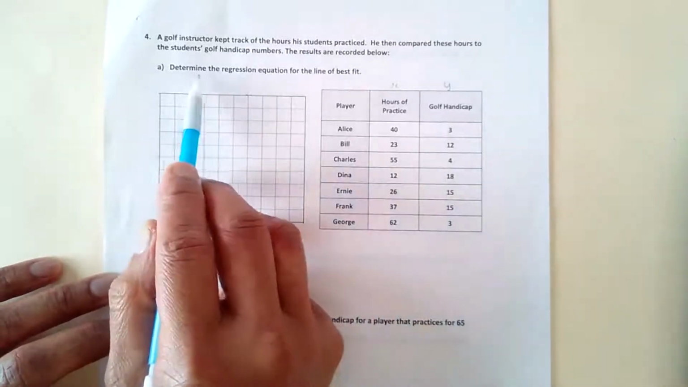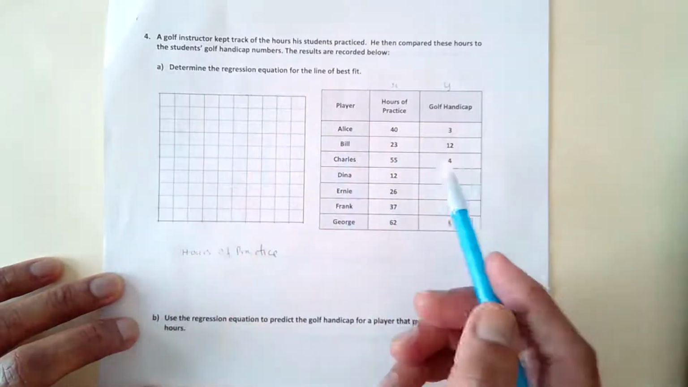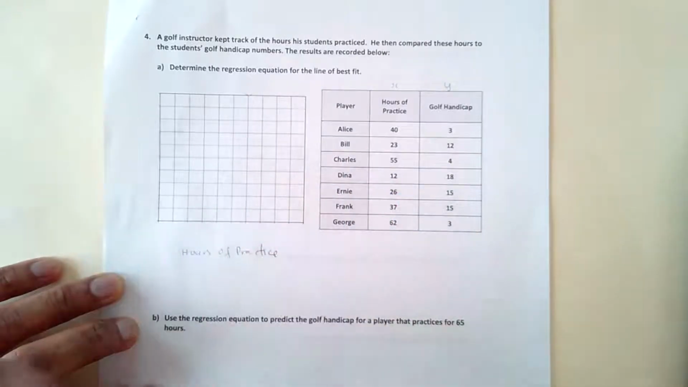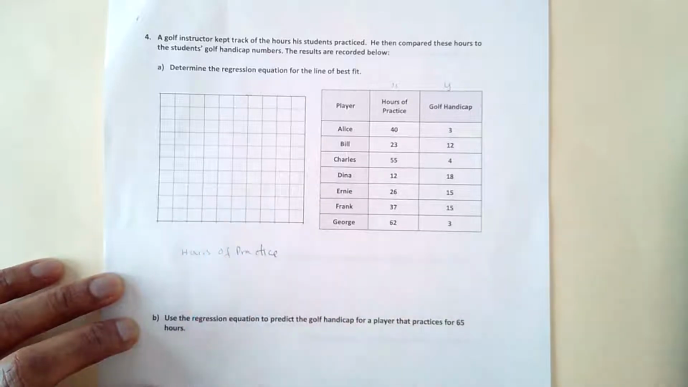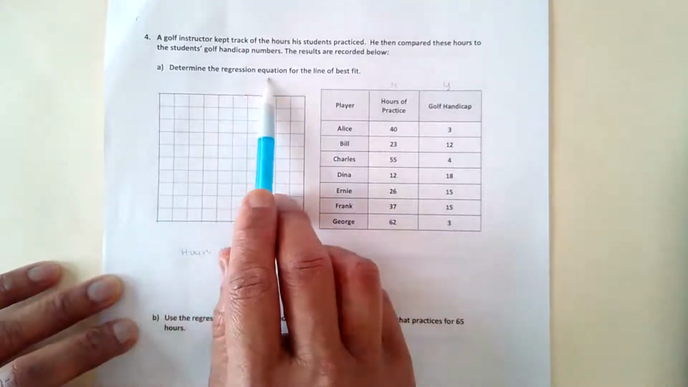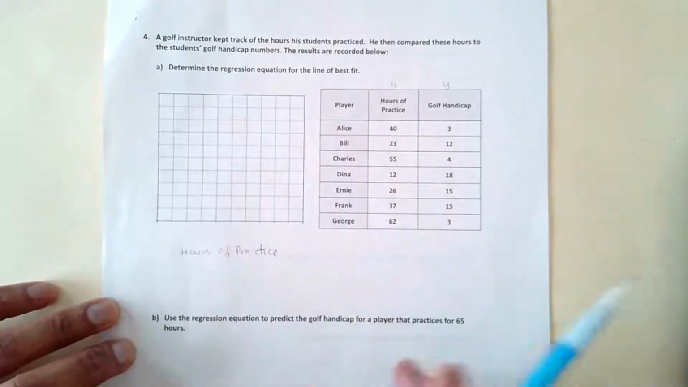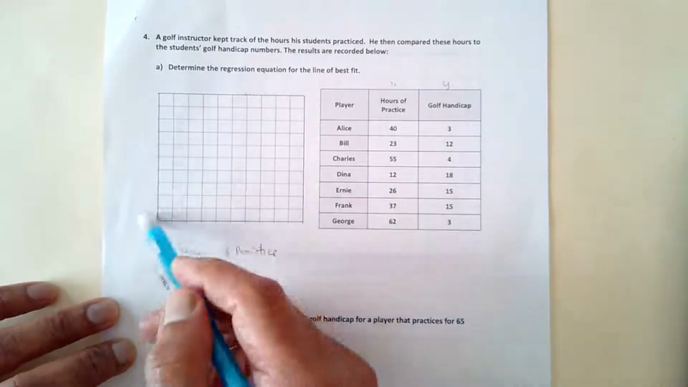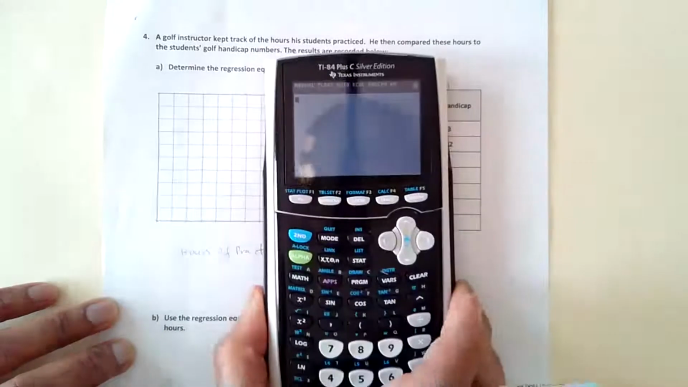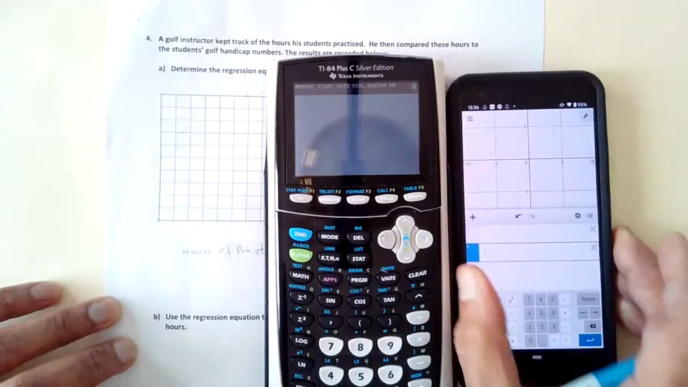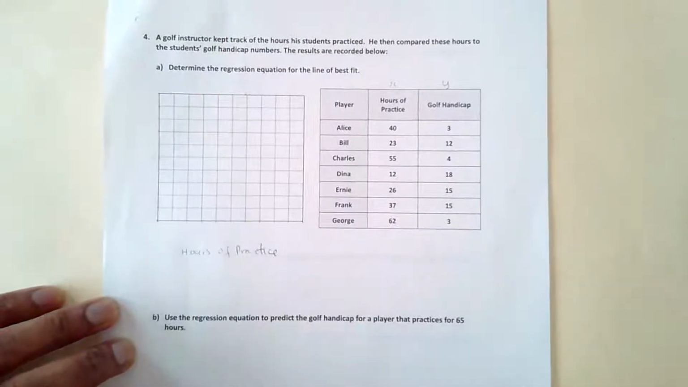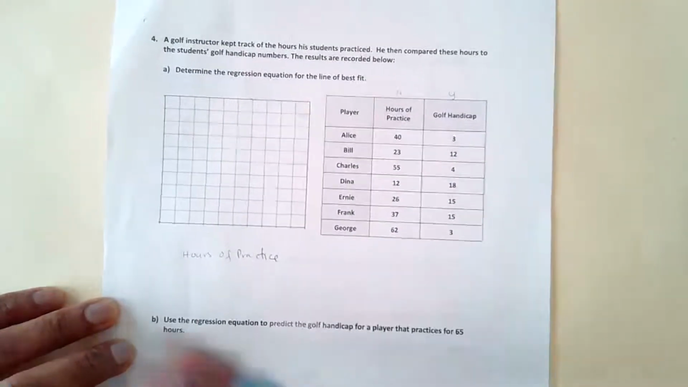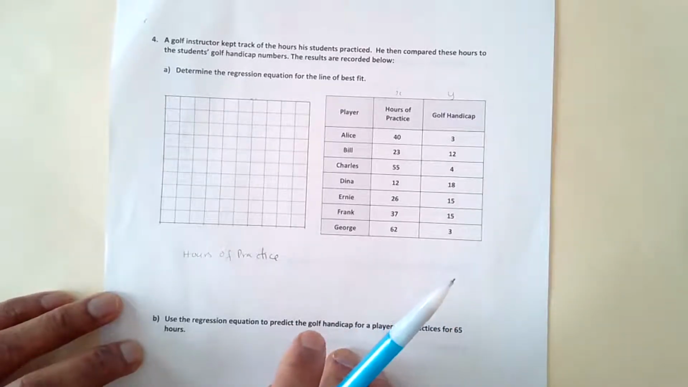My goal here is to determine the regression equation. So I'll have to plot these points, create a scatter plot, and get the line of best fit, and the line of best fit will derive the regression equation. But we will not get the regression equation from our graph. We will get that from our calculator or from Desmos. The sketch will help give us a guide on what to expect on our calculator.